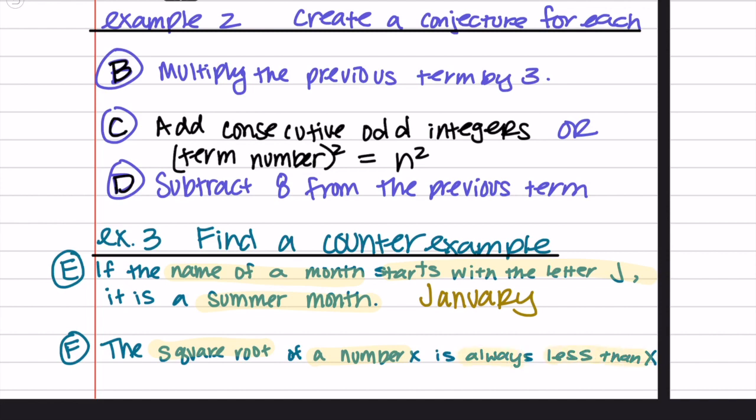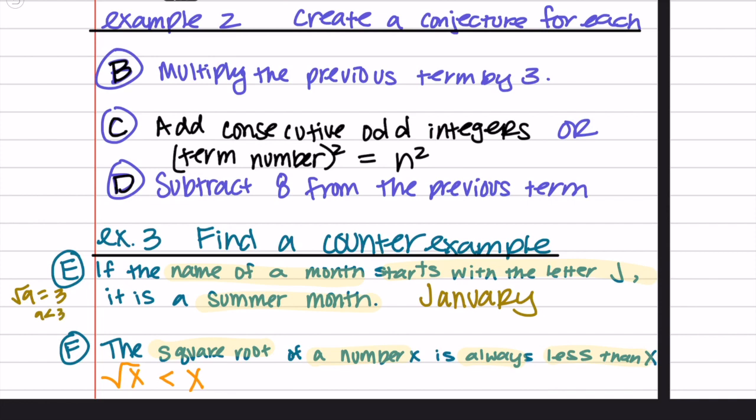Now this next one says that the square root of a number x is always less than x. So pretty much the square root of x is going to be less than x. Always. Now whenever you see words like always or never, typically those are your red flags. You're probably going to be able to find a counterexample. That's not always true, of course, but a majority of the time that is true.